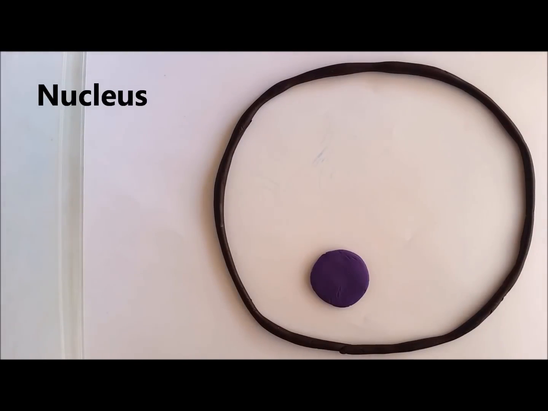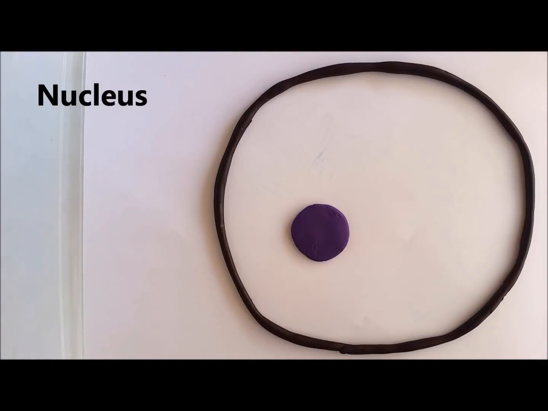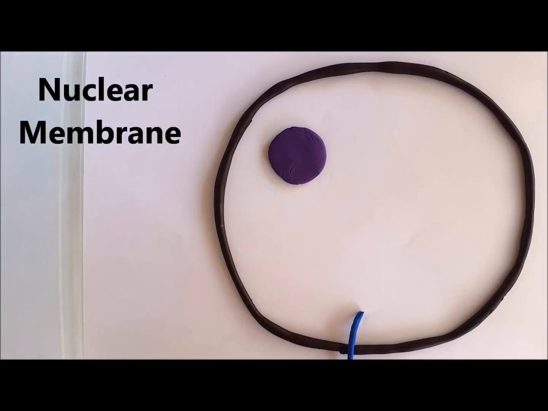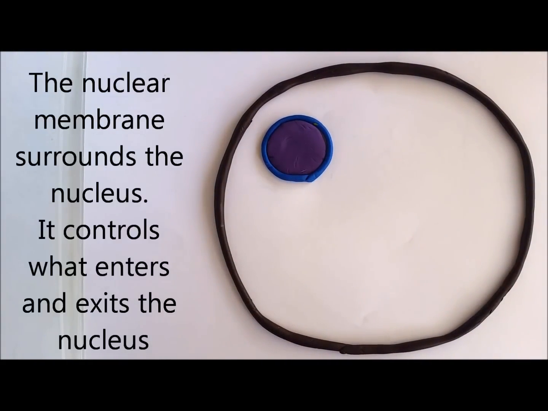Next we have the nucleus. The nucleus contains genetic material called DNA. It is also known as the control center of the cell because the nucleus is the organelle which tells all the other organelles what to do. The nucleus is surrounded by the nuclear membrane, and the nuclear membrane, similar to the cell membrane that we talked about earlier, controls what can and cannot enter or exit the nucleus.